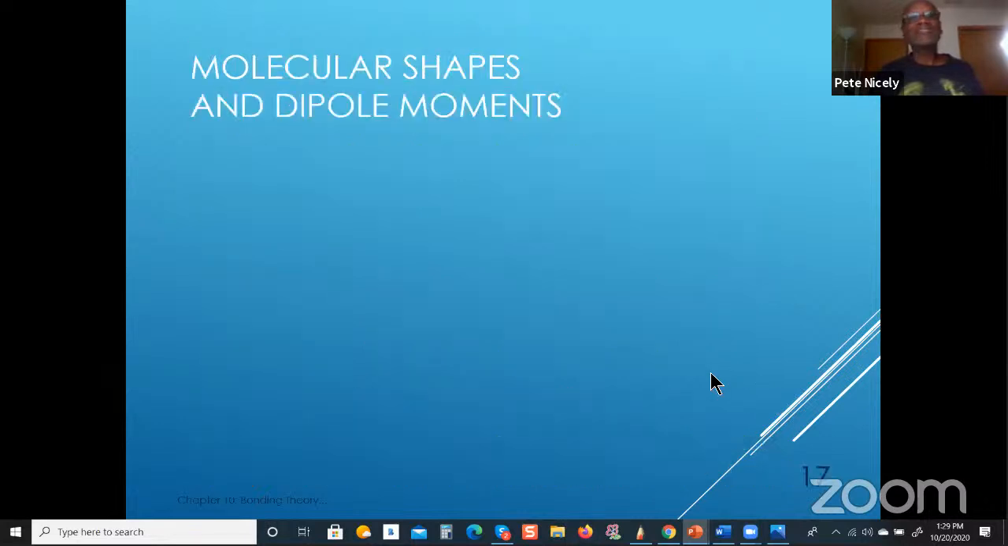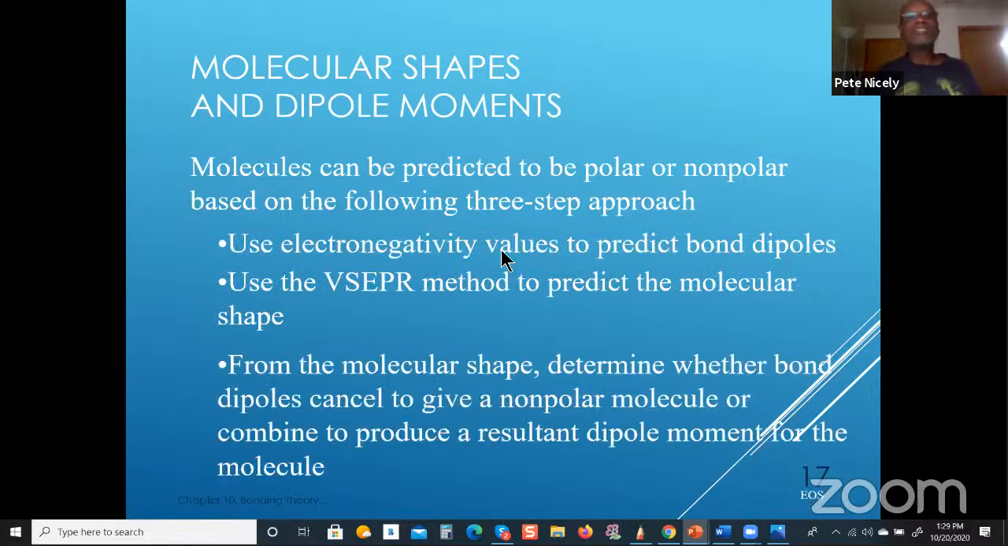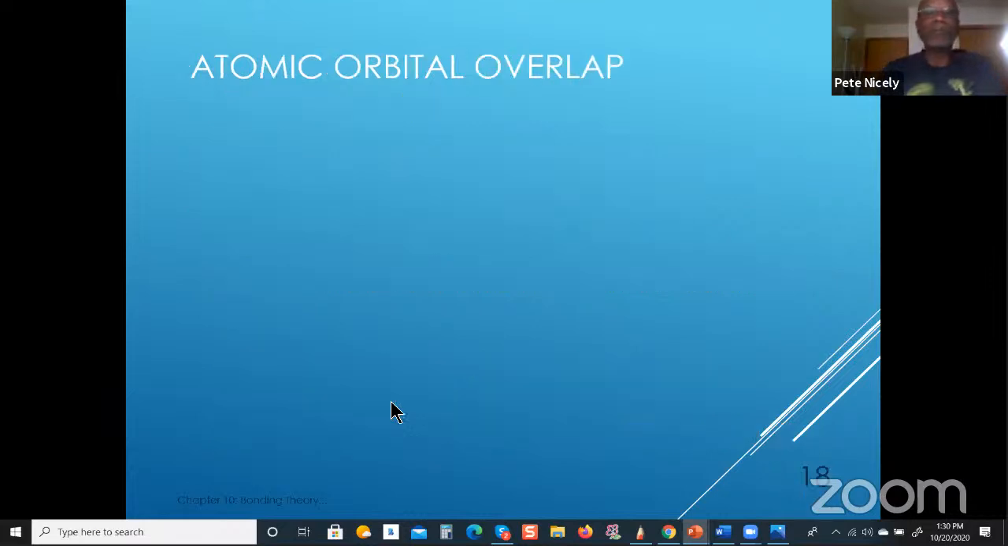So you could be asked, let me see here, hold on. Okay, so this is basically a three-step approach for determining whether or not a molecule is polar. You have to use the electronegativity values to predict the bond dipoles, and use VSEPR theory to predict the molecular shape. And then based on the shape and based on the arrangement of the bonds, whether or not they cancel out each other, you can predict whether or not the molecule is a polar molecule.